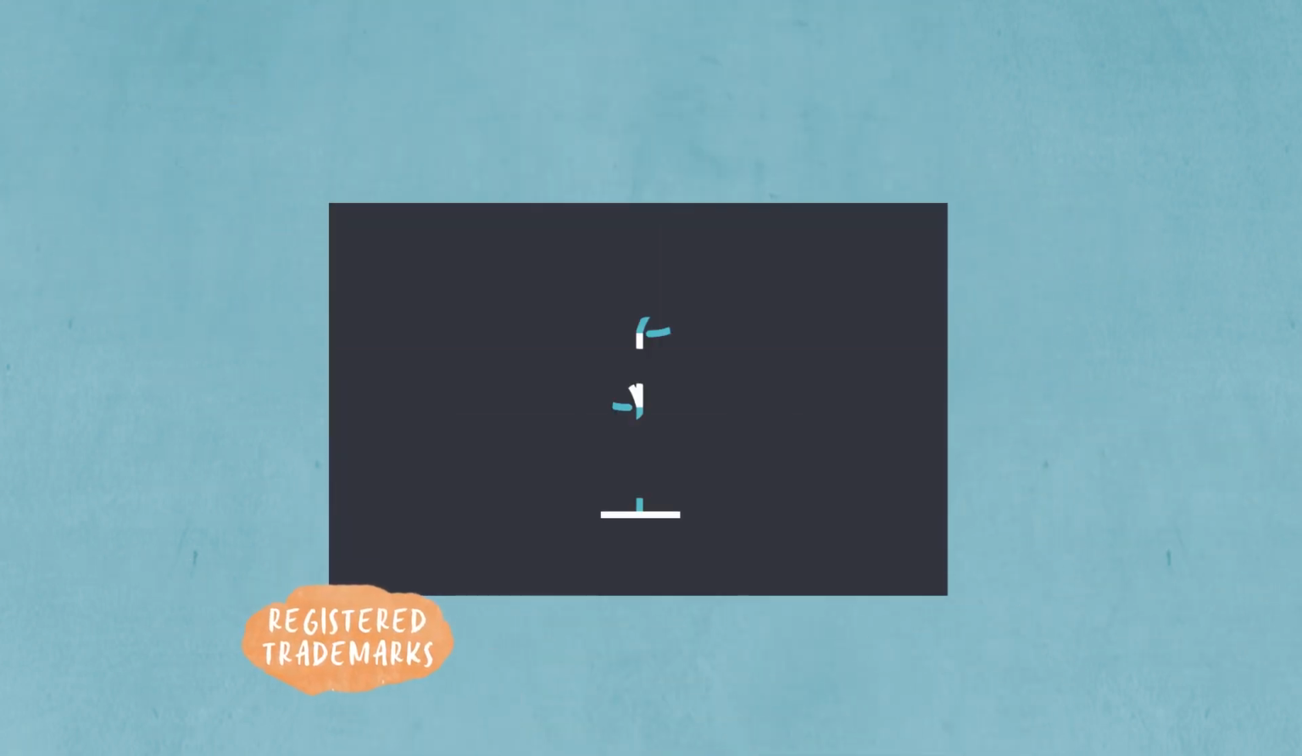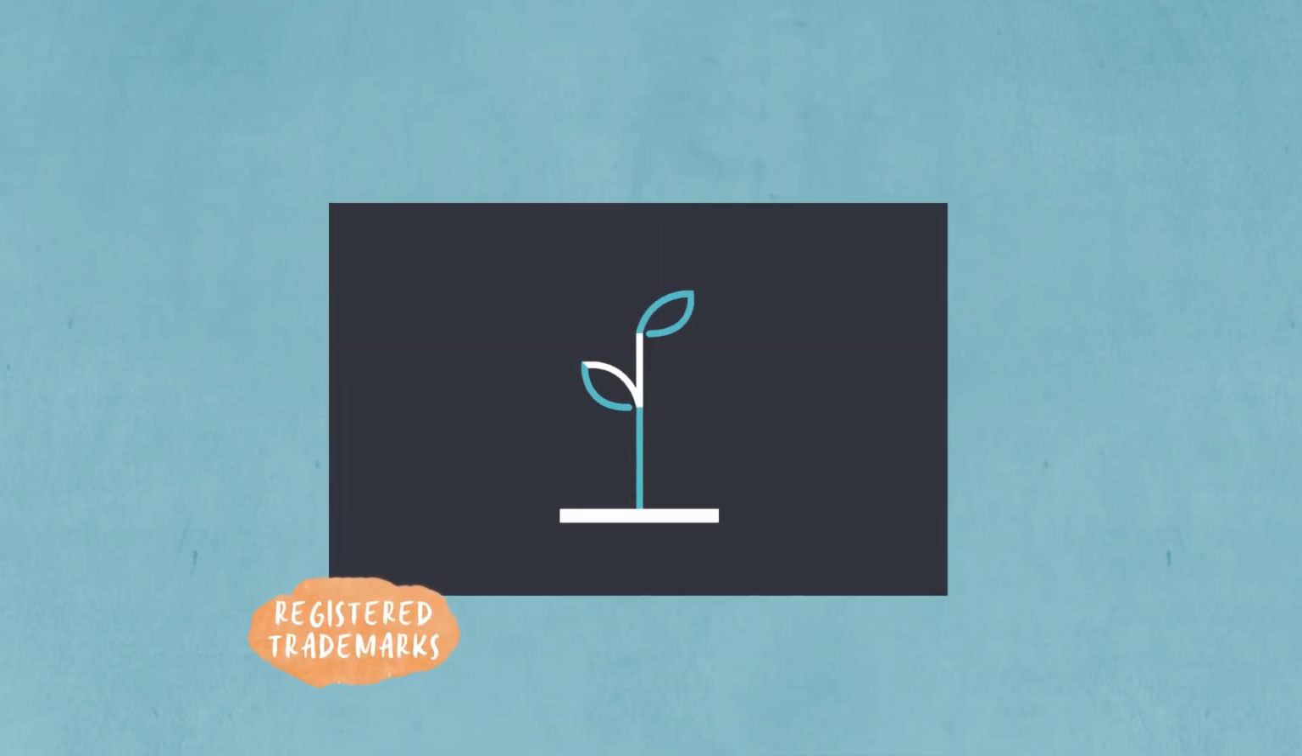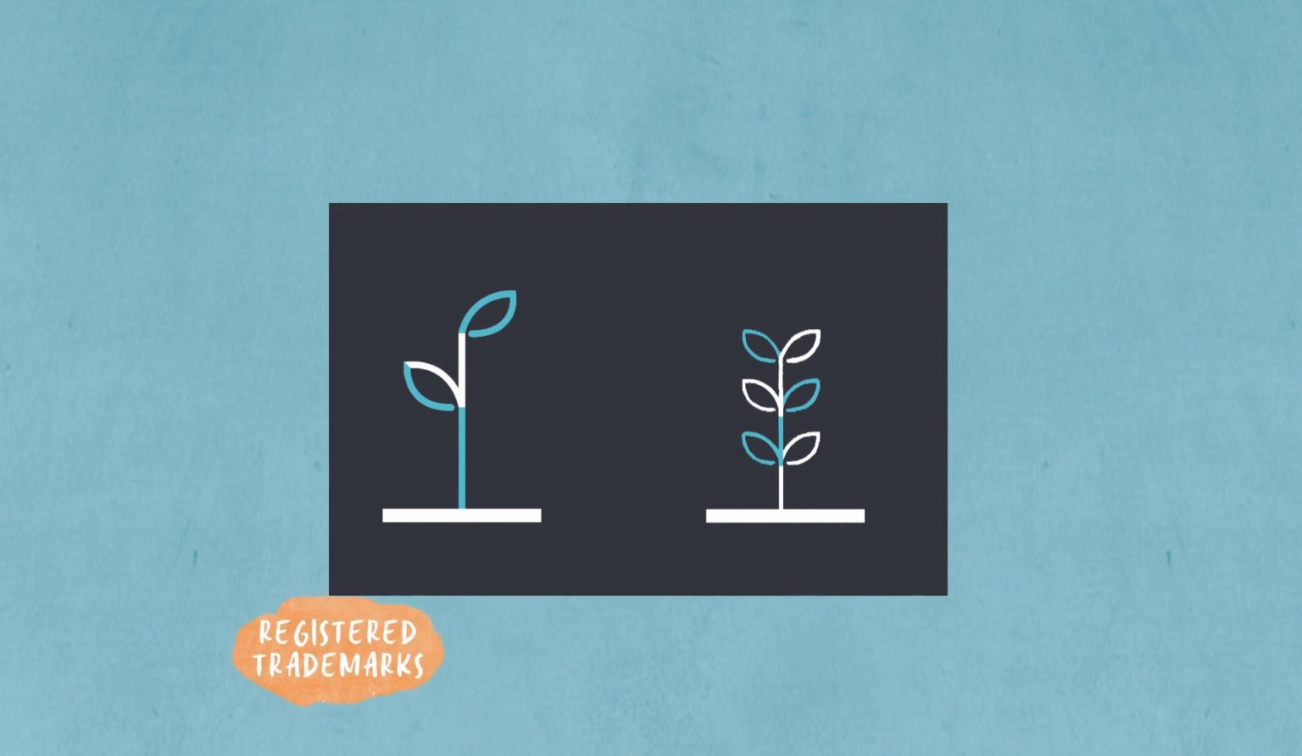Trademarks are any sign that can be represented graphically and are capable of distinguishing the goods or services of one business from those of another. Registered trademarks can use the R symbol, while unregistered trademarks tend to use the TM symbol.